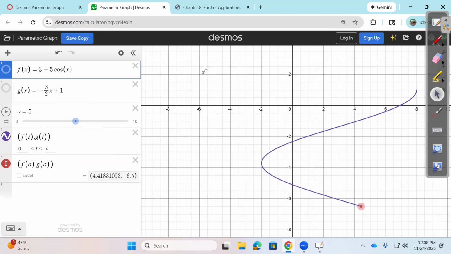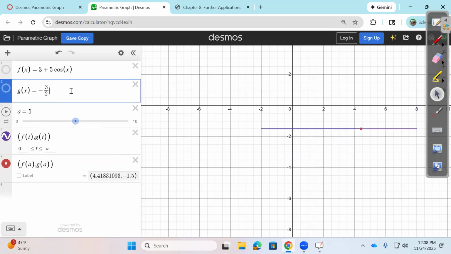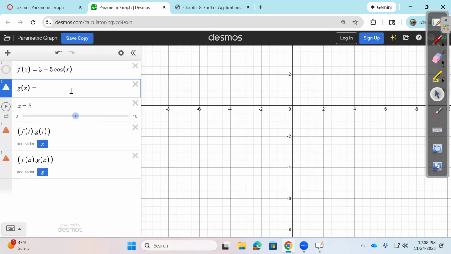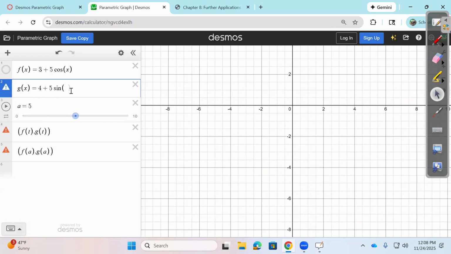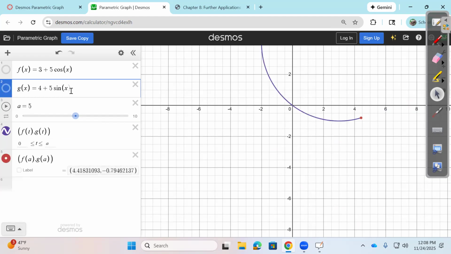And then here I've set it up to use x as the initial parameter. And then for y, the g function, I want to have y equals 4 as the center, and then use 5 sine to move around that. And it should make a full circle based on the unit circle idea if I go up to 2 pi, which is a little over 6.